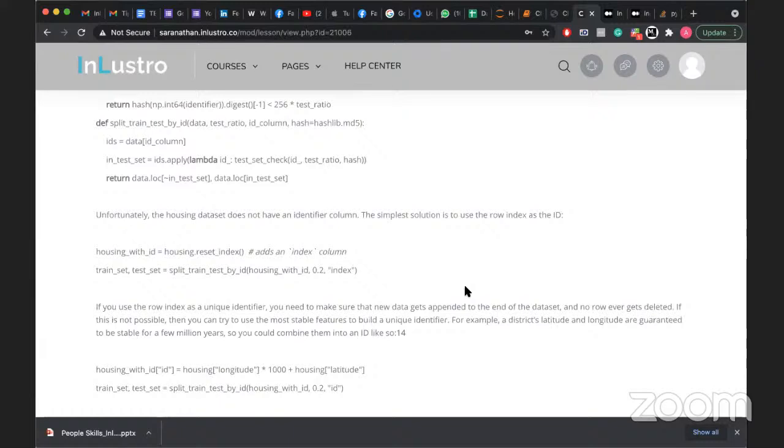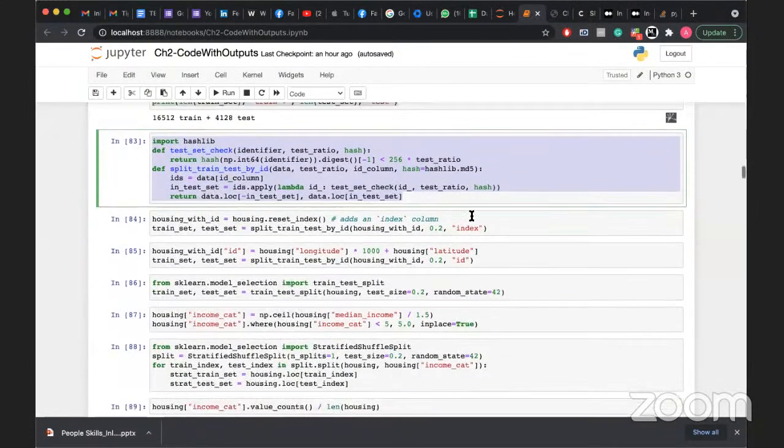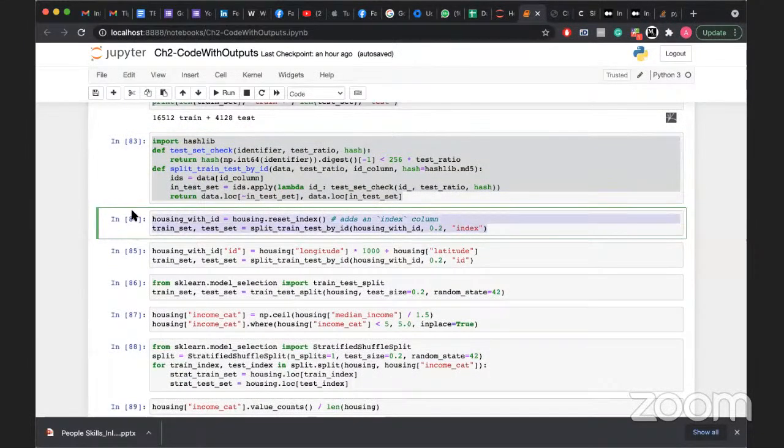If this is not possible, then you can try to use the most stable feature to build a unique identifier. You can use the district's latitude, longitude, because they're guaranteed to be stable for millions of years, right? Instead of tectonic movement. So you can use that. Okay. So some of the things that we'll be trying out here is creating an index here. Come on, guys.